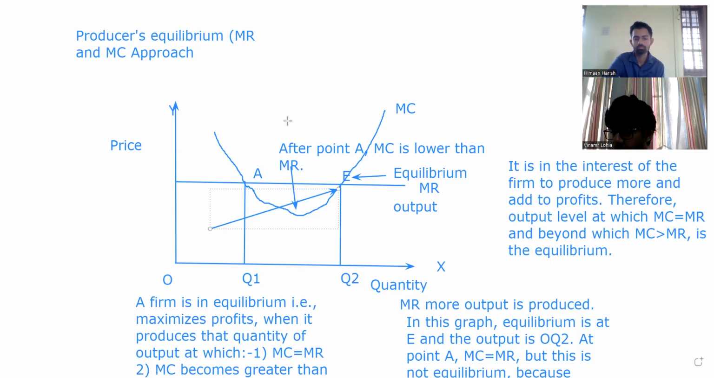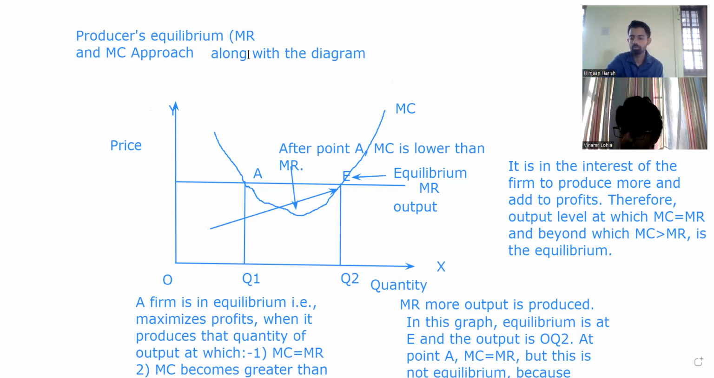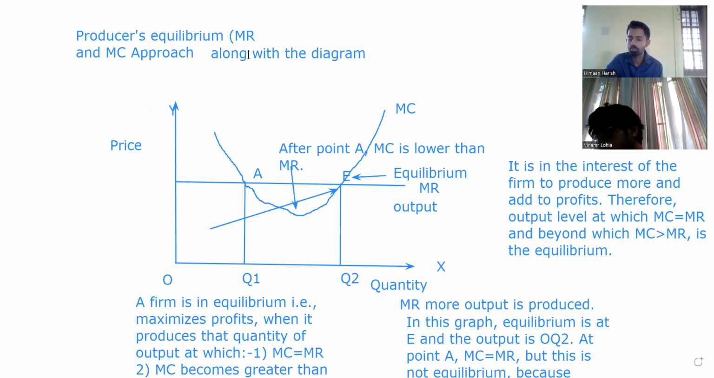No, this explanation is for this one only. This is the equilibrium for the profit maximization goal, the MR and MC approach along with the diagram. Yeah, even this is for the MR and MC approach only. Do you want me to read it again? You can just send it on WhatsApp, and I'll go through it.